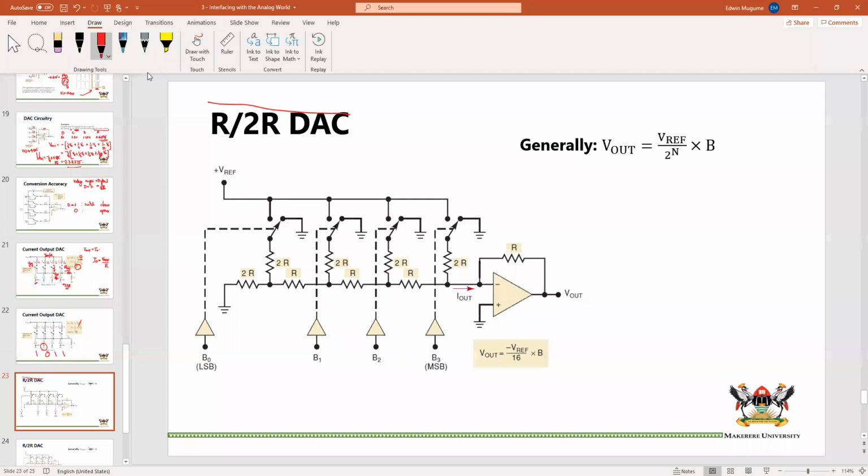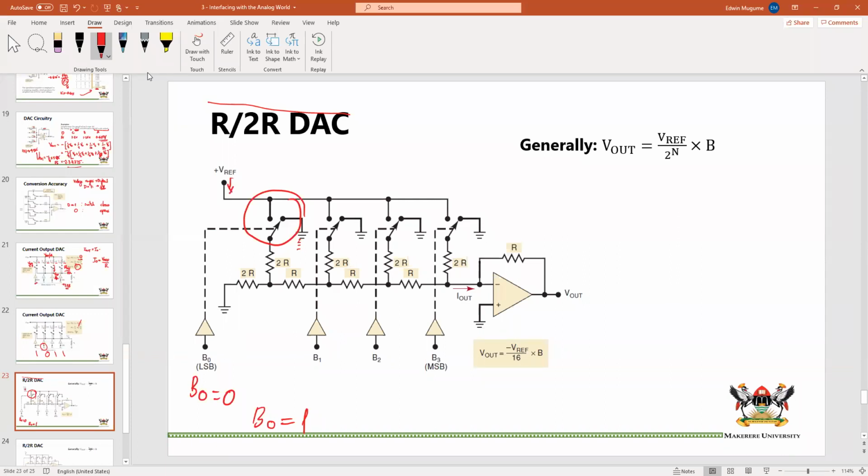You don't need to remember these things, and you don't need to do the circuit analysis. But you can see once again that we have our switch. If B0 is 0, the switch will connect to ground. And if B0 is 1, the switch will connect to Vref.